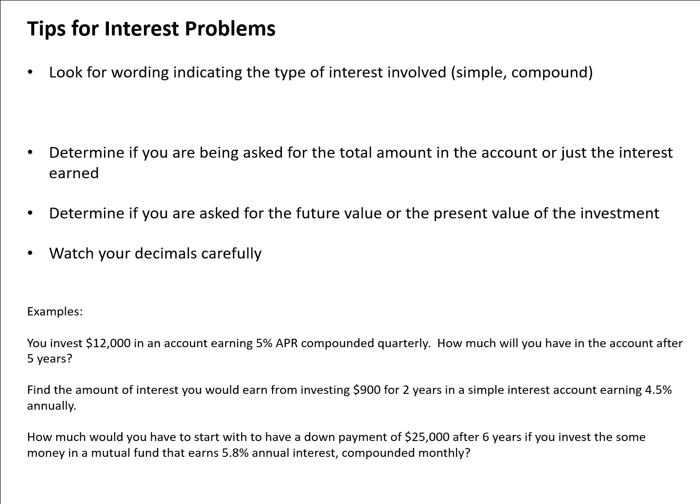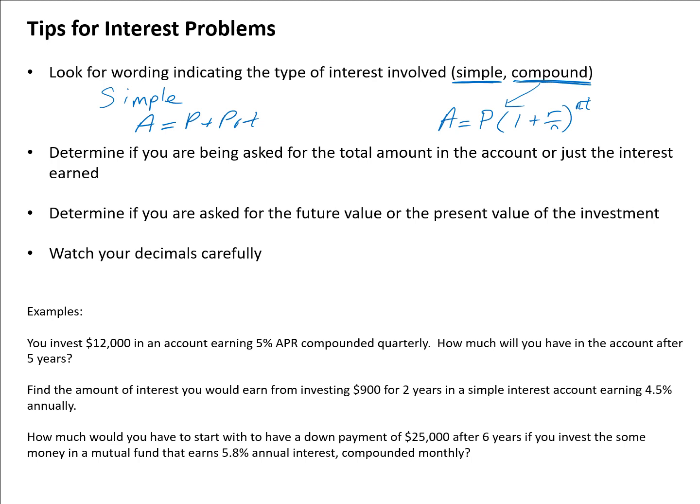So, a couple of tips for working with interest problems. First, look for the wording in the problem to indicate what type of interest is involved in the problem you're working on. Is it simple interest? If it's simple interest, you're going to have a pretty simple formula, A equals P plus PRT. Whereas if it's compound interest, you're going to have a more complicated formula, A equals P times (1 plus R over N) to the NT. And notice those formulas are quite a bit different, so it's important to look for that wording.